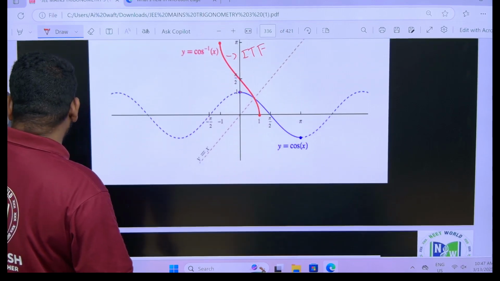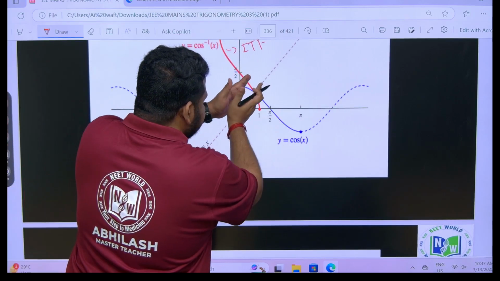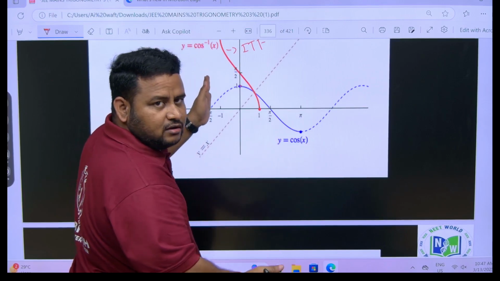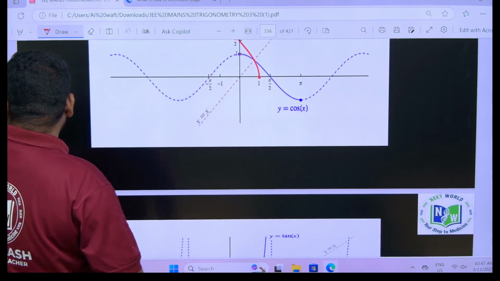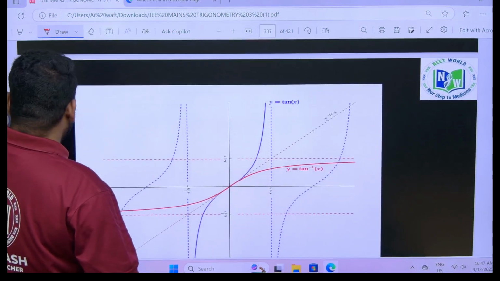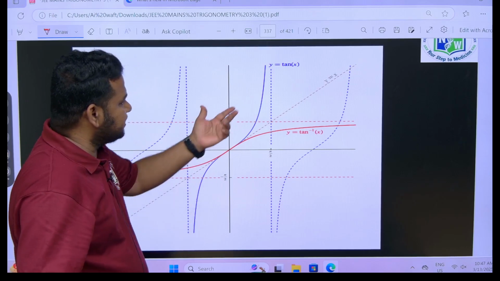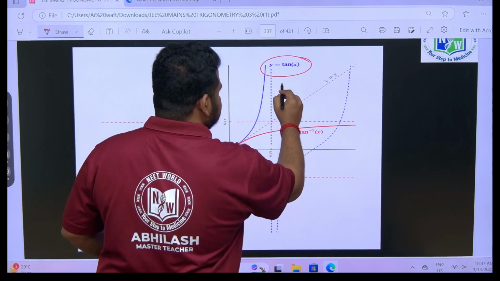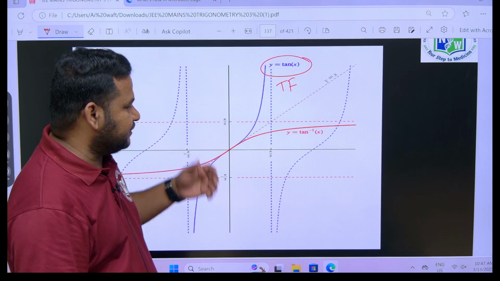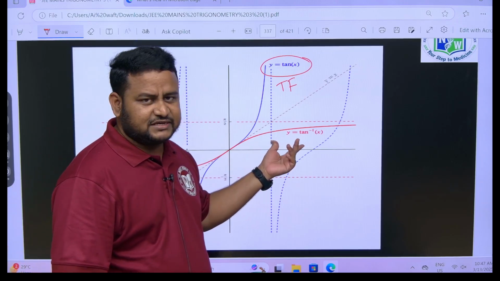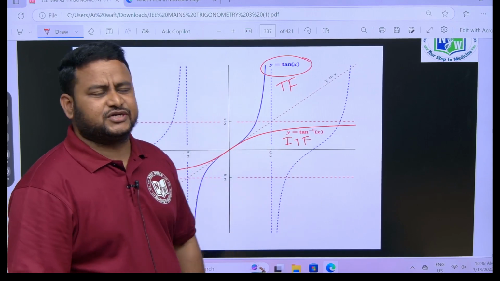What about tan x? See here also, y is equal to x. Along the y is equal to x line, they are splitting into two curves which are mirror images of each other. What about tan x? Let us see. See here, friends. This blue line is representing y is equal to tan x. This is a trigonometric function. So what about y is equal to tan inverse of x? We know that it is an inverse trigonometric function.